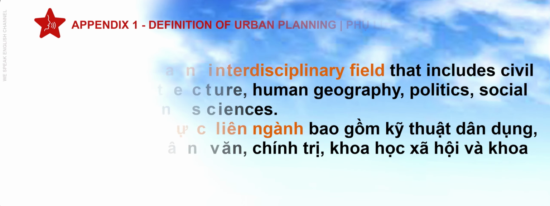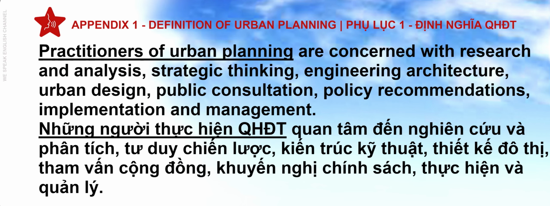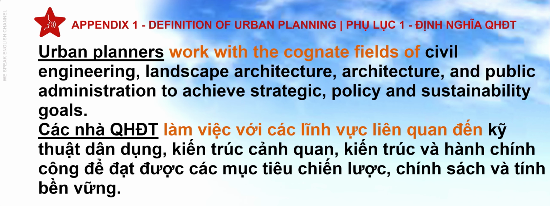Appendix 1. Definition of urban planning. Urban planning is an interdisciplinary field that includes civil engineering, architecture, human geography, politics, social science, and design sciences. Practitioners of urban planning are concerned with research and analysis, strategic thinking, engineering architecture, urban design, public consultation, policy recommendations, implementation and management. Urban planners work with the cognate fields of civil engineering, landscape architecture, and public administration to achieve strategic, policy and sustainability goals.